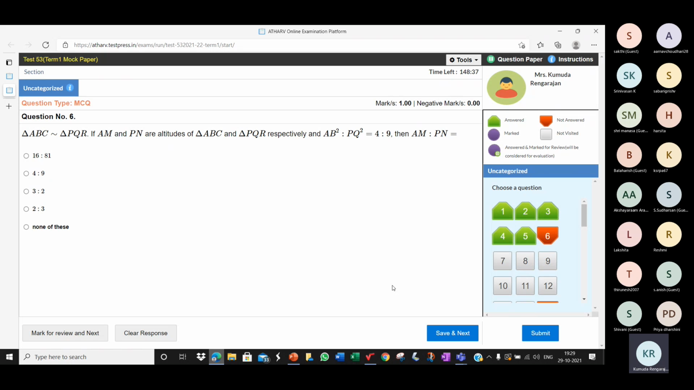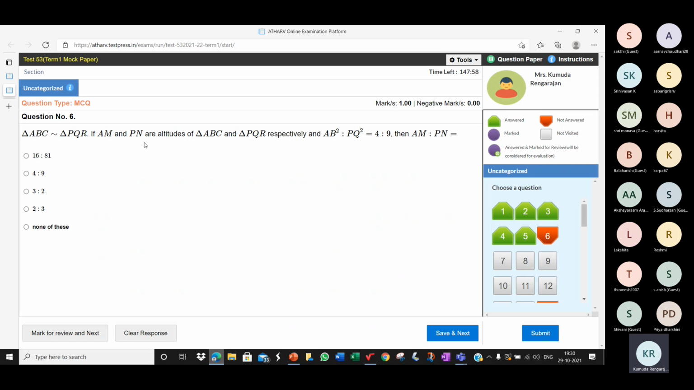And what is AM by PN? Do you understand when I say that AM and PN are the corresponding altitudes? Because AM, the altitude from vertex A, corresponds to vertex P. Vertex A of triangle ABC corresponds to vertex P of triangle PQR. So AM is the altitude from A. Why altitude? Because it's given here. And PN is the altitude from P, where A and P are the corresponding vertices. So these are the corresponding altitudes of the two triangles.